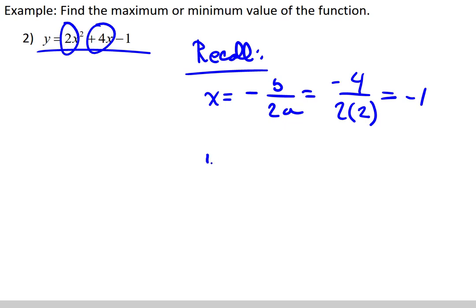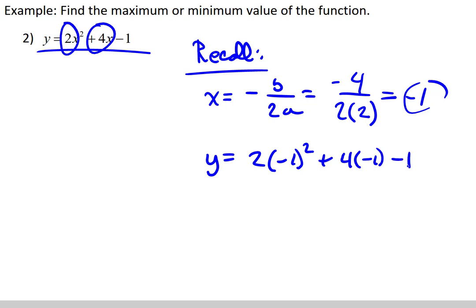So then the y value of the vertex will be whatever we get when we plug in negative 1 to our function. So this would be 2 times negative 1 squared plus 4 times negative 1 minus 1. This would be 2 minus 4 minus 1, which would be negative 3. Okay, so let's start to put this all together.